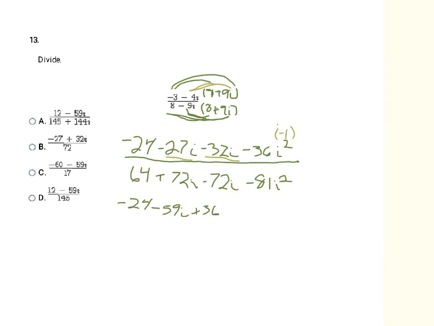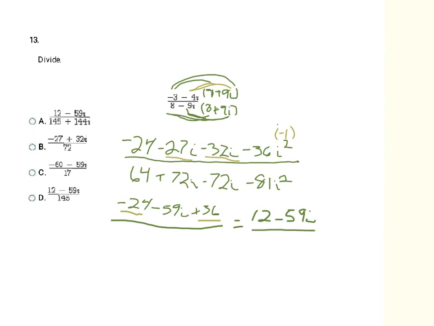And that's my numerator, and I'm just going to keep going with the numerator while I'm thinking about it. Now I have a negative 24 and a 36 that are both numbers that I can go ahead and combine, and that's going to leave me with 12. And then I have my minus 59i. And now the numerator is completely simplified.